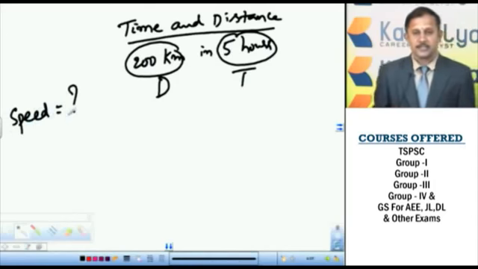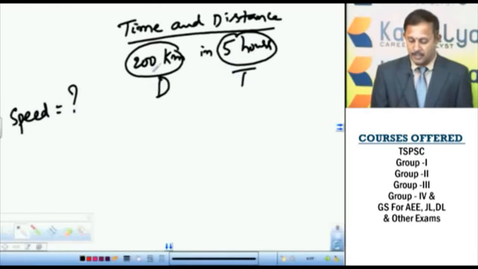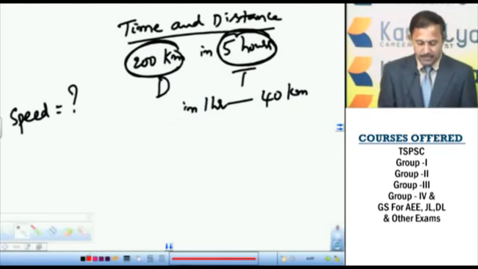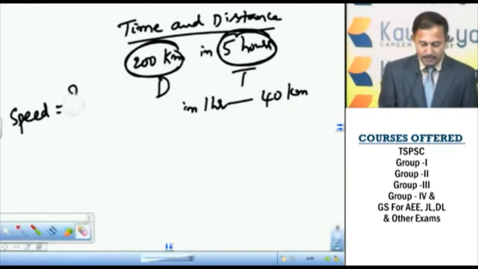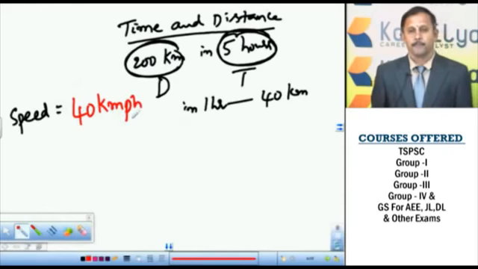Now here in this case, in 5 hours time, the vehicle can cover 200 kilometers distance. Therefore, in 1 hour time, it can cover 40 kilometers. As per the data, in 5 hours, it can cover 200 kilometers. Therefore, in 1 hour, it can travel 40 kilometers, or in other words, 40 kilometers per hour. That is the speed of the vehicle.